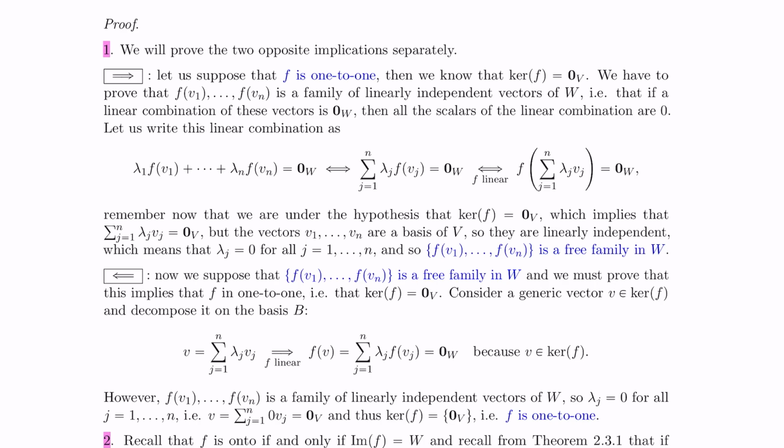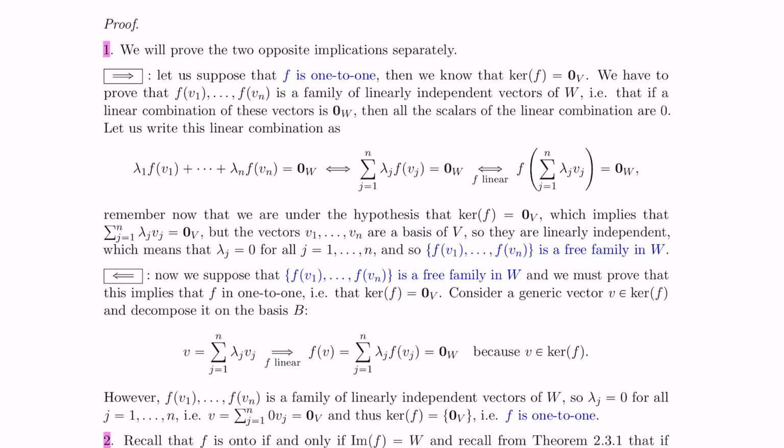In order to check if these vectors are linearly independent, we must write a generic linear combination of them with coefficients lambda 1, ..., lambda n, and set it equal to the null vector of W. If this equality implies that all the coefficients are 0, then these vectors are linearly independent. Here I simply rewrote this equation in a compact form, and then I use the linearity of f in order to put out f from the linear combination and write f of this linear combination equal to the null vector of W.